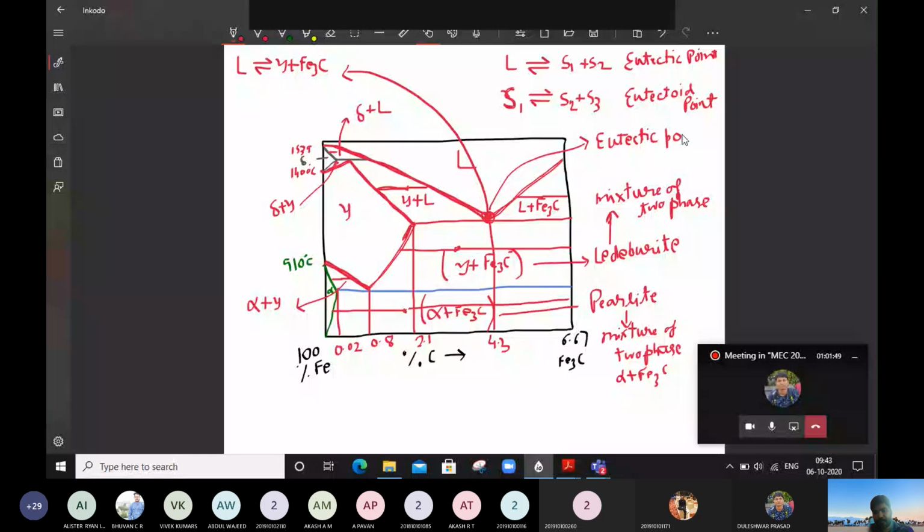Eutectic point. Now here, what is happening? Let us see what is happening over here. So here, at this point, if you take this composition, gamma, and if you cool it, gamma is going to give you alpha plus Fe3C.